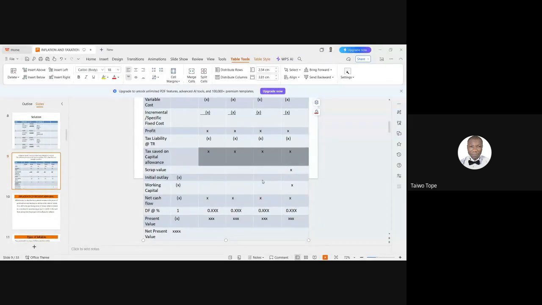And sometimes take note, it might not be stated as scrap value in the question, it might be stated as sales proceed. Scrap value is the value you dispose the asset for, when it is no longer useful to you. So it can be termed salvage value, it can be termed sales proceed, and that is why it is coming as an income at the end of the project. Is that fine, please? Yes, sir, it's good.